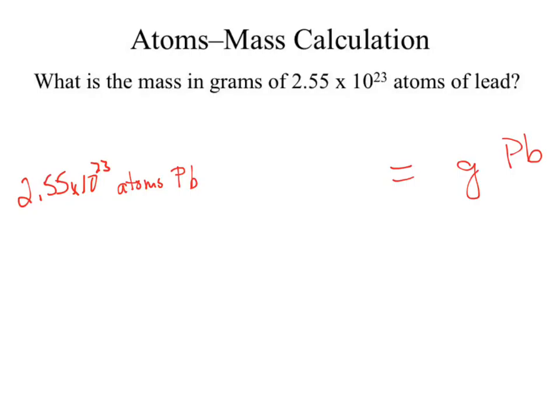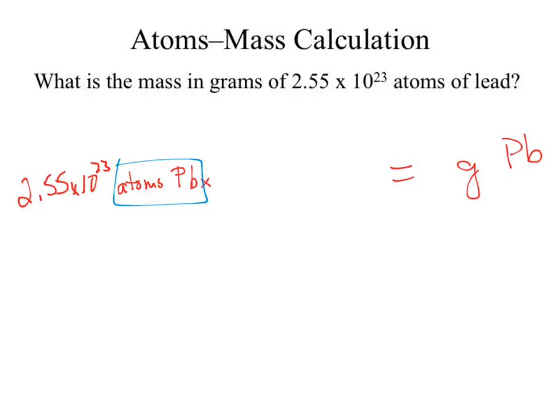In our ideal situation, what would we hope happens? Actually, our super ideal situation, what would we hope happens? We just go straight to the grams. Atoms of lead is grams of lead. They are the same thing. Are they the same thing? No. So that's not our super ideal situation.